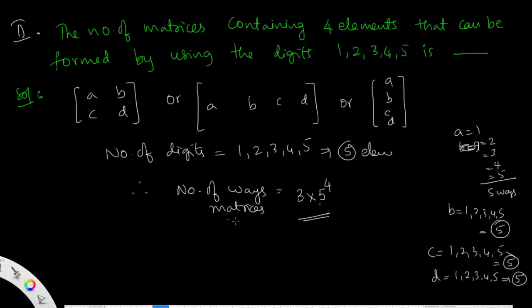How many types of matrices are there? 3 types are there: square, row or rectangular matrix, or column matrix. Then the number of matrices we can form is 3 into 5 to the power of 4. This is the answer. That's all. Okay.